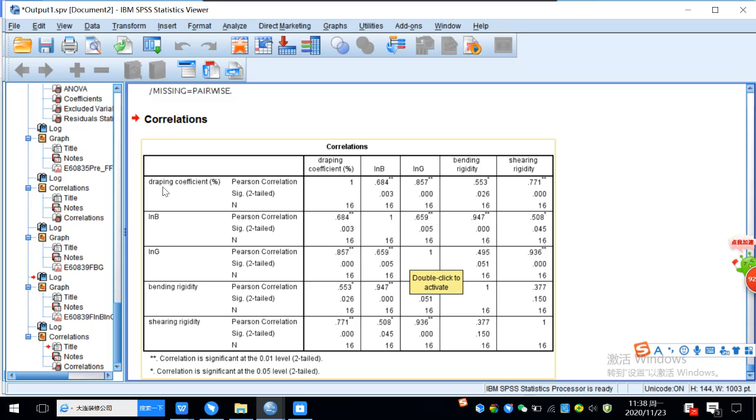Okay, look here. Draping coefficient with log B is 0.684, while with band rigidity it is 0.553, so it's higher. After we use log B, the Pearson correlation is bigger than before we used the log, right? Also for log G, after we transform to log G, the Pearson correlation is 0.857, while the original shielding rigidity is 0.771, so it's also bigger. So we will use log B and log G to predict the draping coefficient.